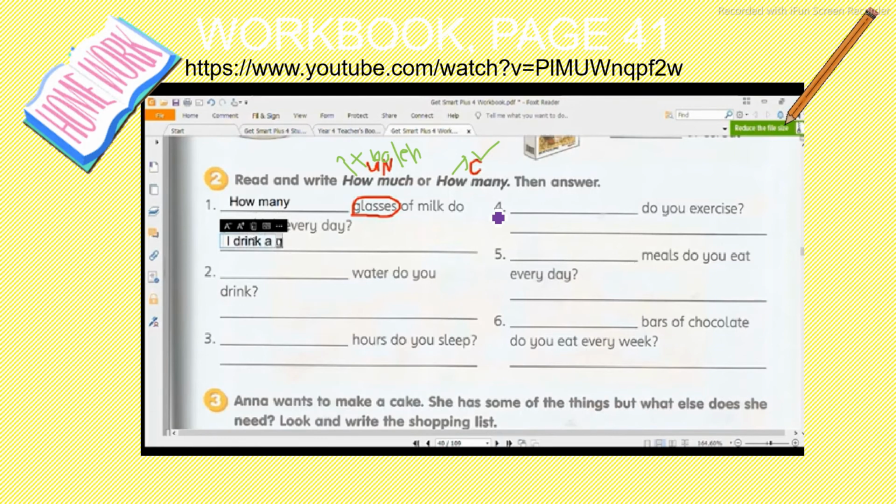a glass. No S, right? Because we only have one. I want to write just one. So I drink a glass of water every day. That's how I answer. Okay? Number 2.